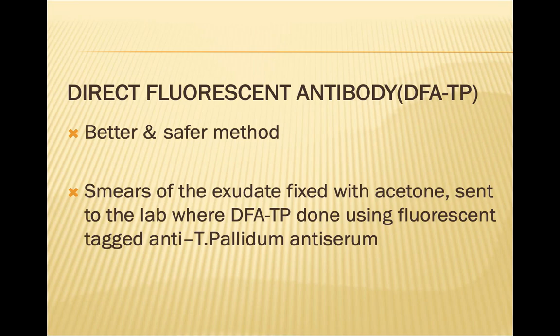The second test which we can use is the direct fluorescent antibody staining test. Here, the smear of the exudate, which is fixed with acetone, is stained with fluorescent labeled monoclonal antibody against the Treponema pallidum surface antigen. When the slide is put under the fluorescent microscope, you can see apple green fluorescent bacilli. When fresh lesion exudate is examined, sensitivity is about 100%.